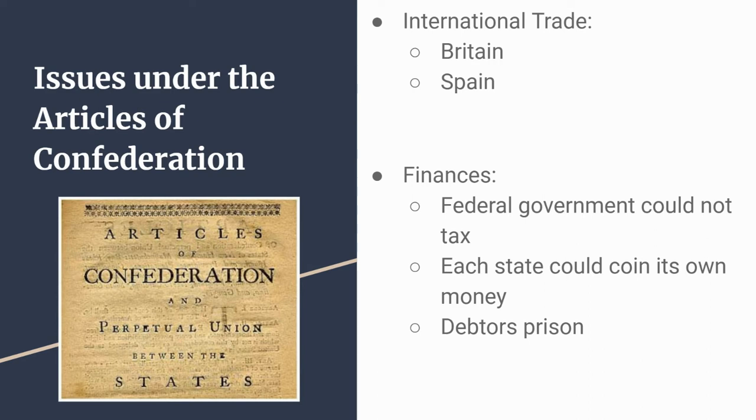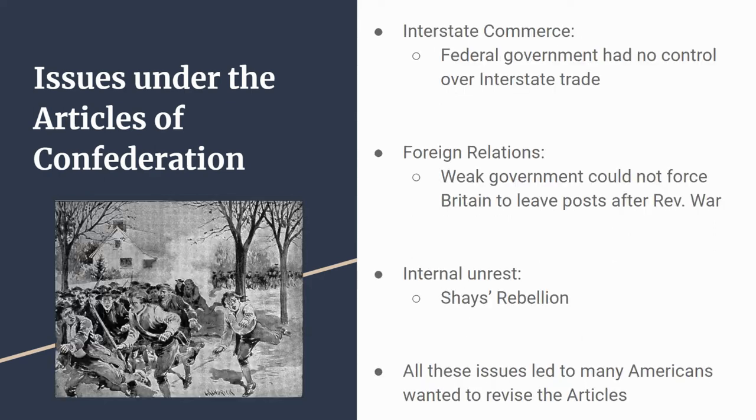And another thing to know is that there's this idea called debtor's prison that's going on, which is upsetting to a lot of people. Certain states are basically saying if you owed money, you could be thrown into jail. And a lot of the people who owe money at this time are American Revolutionary War veterans. And that's going to be very, very obviously upsetting for them. So there's a lot of issues with how finances are run under the Articles of Confederation.